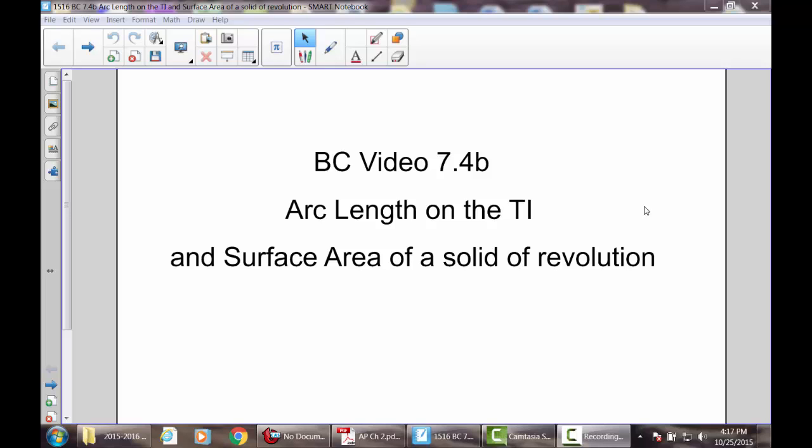Hi, this is BC Video 7.4b, arc length on the TI and surface area of a solid of revolution.